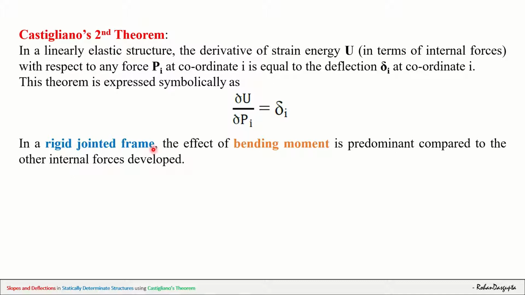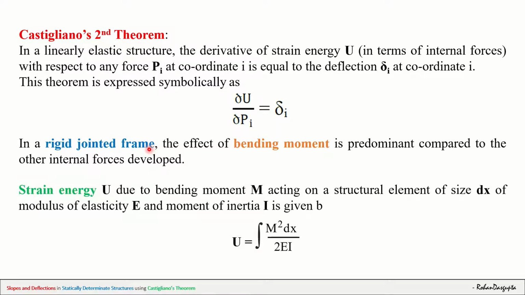So therefore, while trying to find the slopes and deflection in statically determinate structures using Castigliano's theorem, we only consider the strain energy due to bending moment. The strain energy due to bending moment M acting on a structural element of size dx, of modulus of elasticity E and moment of inertia I, is given by U equals integration of M squared dx divided by 2EI.